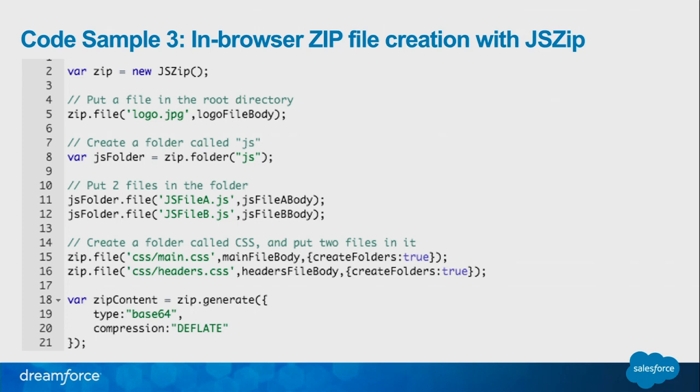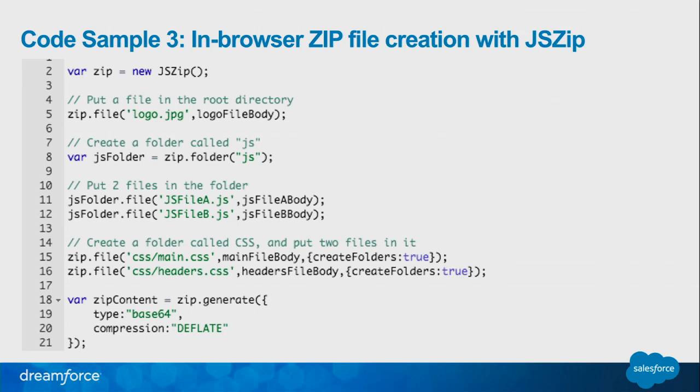So here's how you use the library JSZip. Say var zip = new JSZip, and then if I want to put a file in the root directory, it's just zip.file, file name, and then put in the body. So that creates it in the local directory. I can also create folders with a zip.folder command. That would create a folder called JS.